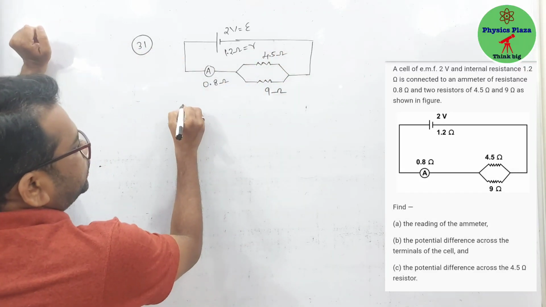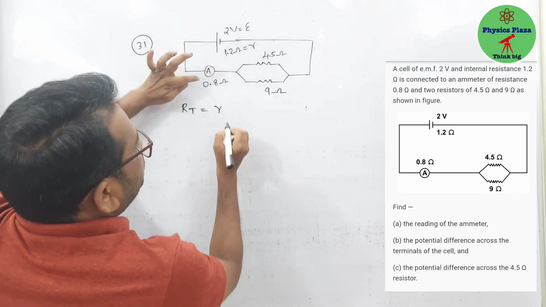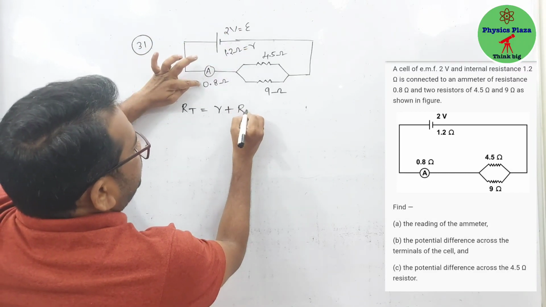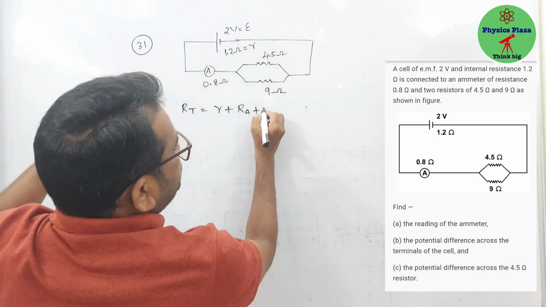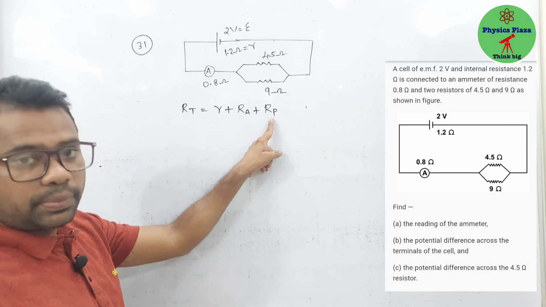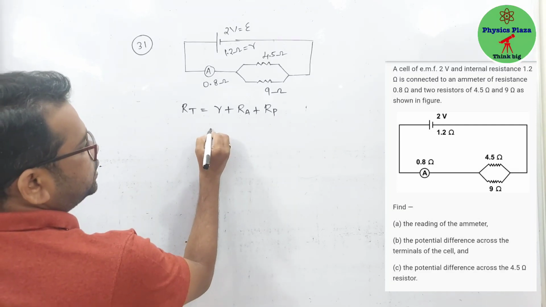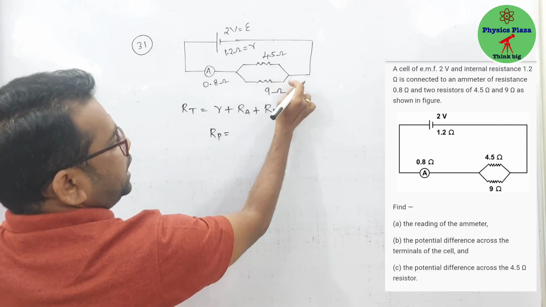So can I say like this? Total resistance is equal to internal resistance plus ammeter resistance plus the resistance due to these two resistors. So it is nothing, both are in parallel. So Rp. So now first let us calculate the Rp value. Rp value is how much, children? So Rp is equal to R1 into R2 by R1 plus R2.